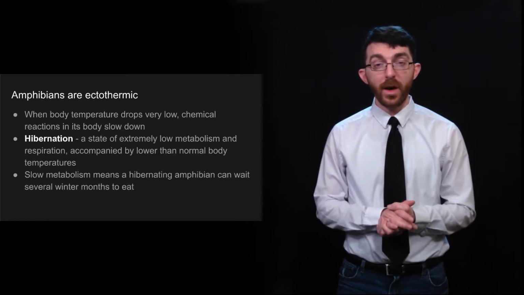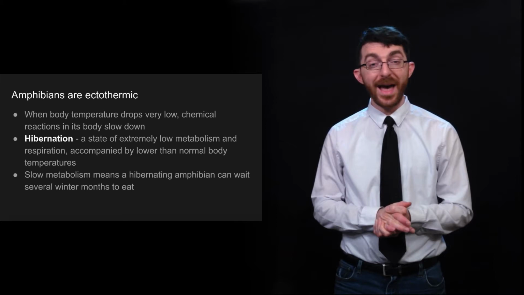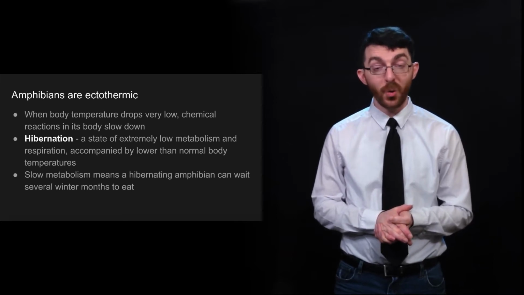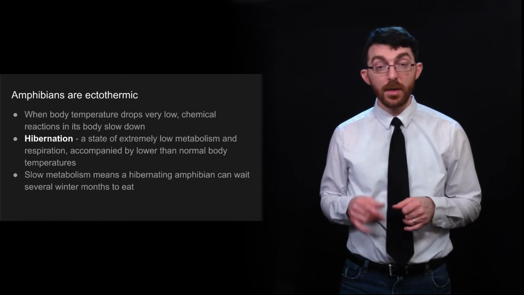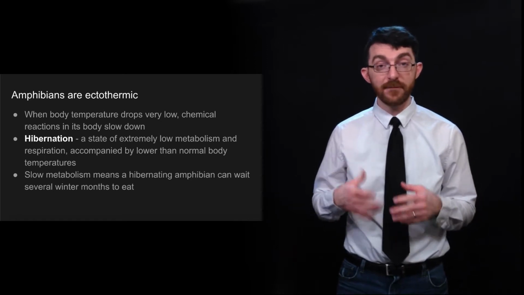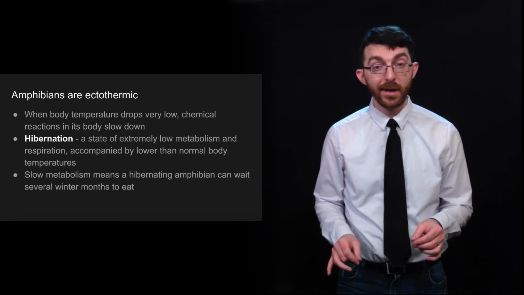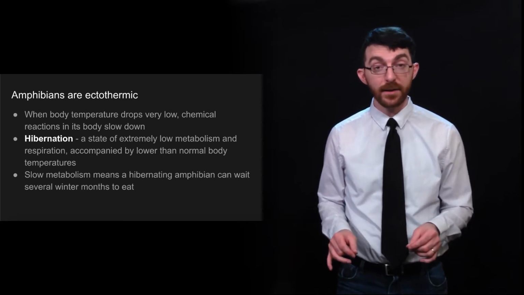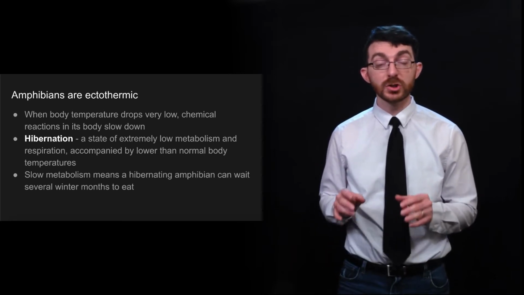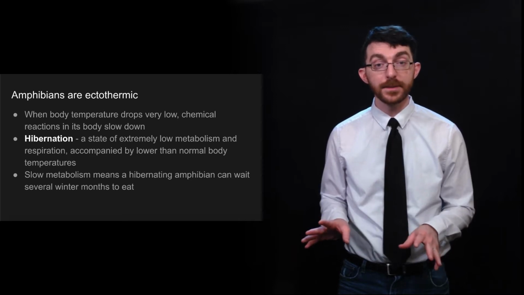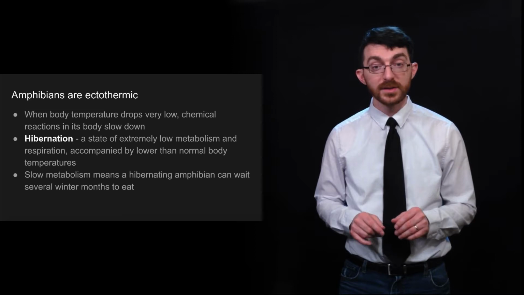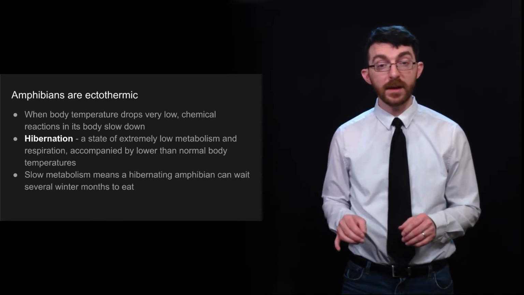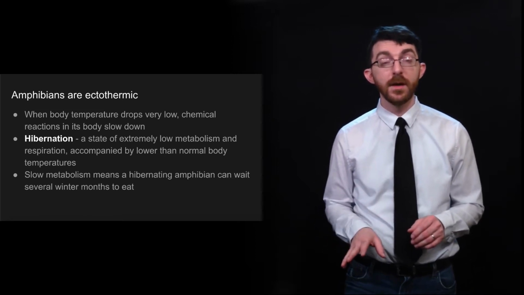Okay, so what else about amphibians? They're also ectothermic. Remember, that means they're cold-blooded, like fish. When their body temperature drops very low, the chemical reactions that drive their body's function slow down, and this can lead them to hibernate. Hibernation is a state of extremely slow metabolism and respiration accompanied by lower than normal body temperatures. Slow metabolism means a hibernating amphibian can wait several winter months to eat.